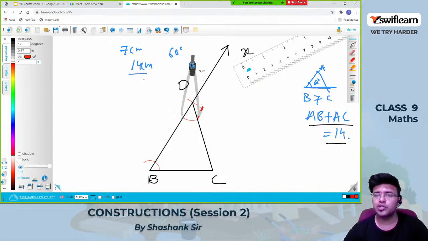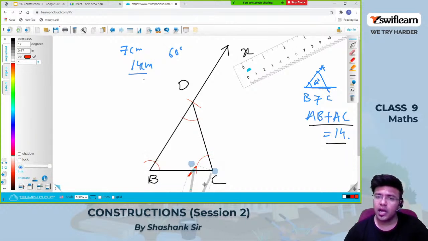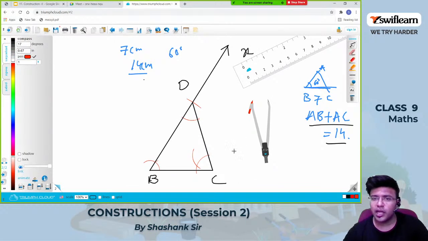Now with the same distance जो हमने measure किया है, place this compass at the point C. हमने place कर दिया है. Draw an arc again. हमने arc draw किया है, and at this point, see where I am keeping, draw one more arc. Now see where they are meeting. From there, you draw a line passing through this intersection.